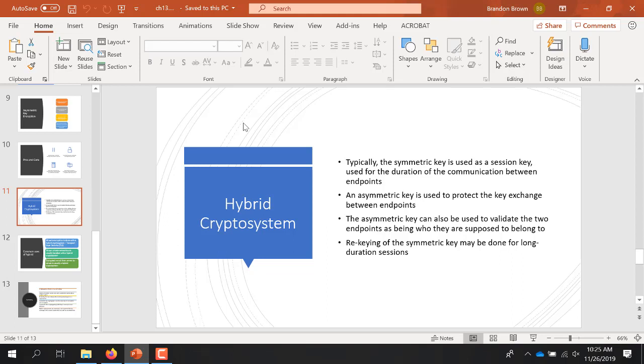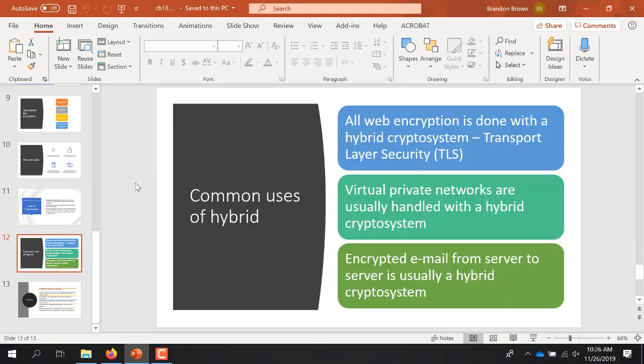All right, rekeying of the symmetric key may be done for long duration sessions. Okay, so we can actually rekey or rehash the symmetric key, which gives us a longer life of the session. So, like I said, other areas, TLS uses this, VPNs with IPsec, and encrypted email from server to server can also leverage hybrid crypto systems as well. Okay, so S/MIME is a great example there as well. It has a lot of different moving parts.